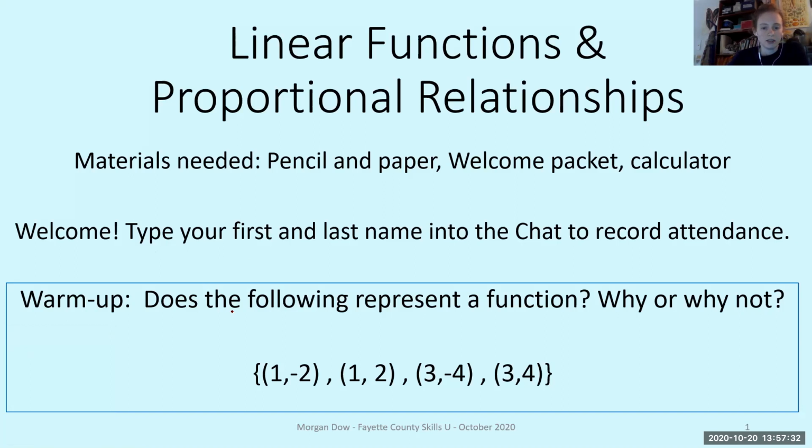So the question says, does the following represent a function, y or y not? So we've got this list of coordinate pairs here, this list of x, y values. We want to remember that when we have a list of numbers like this, the first number in the pair is always the x or the input, and the second number is always the y. So we have this list of inputs and outputs. All right, so does this list show a function?